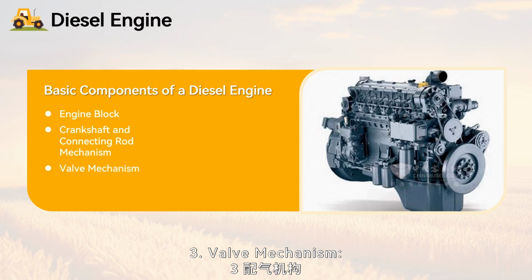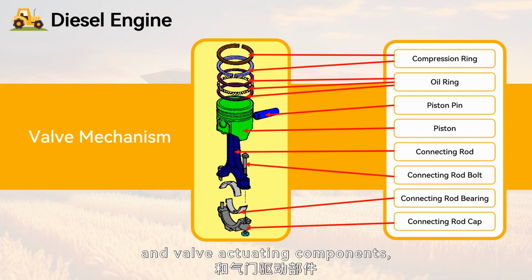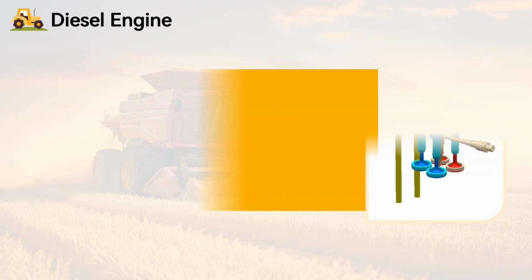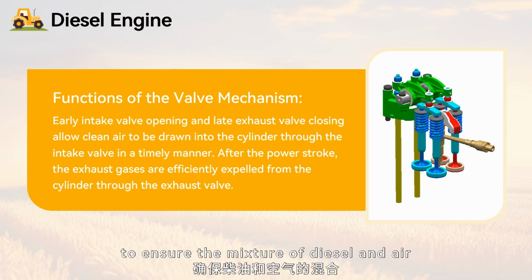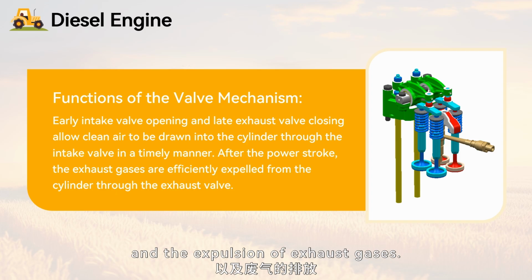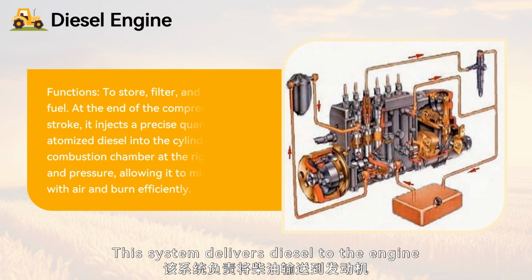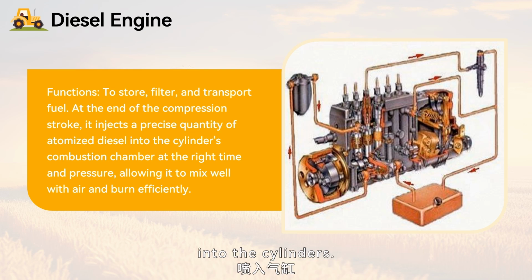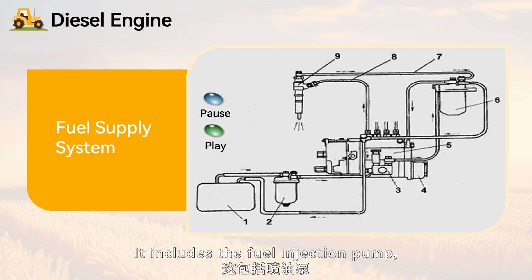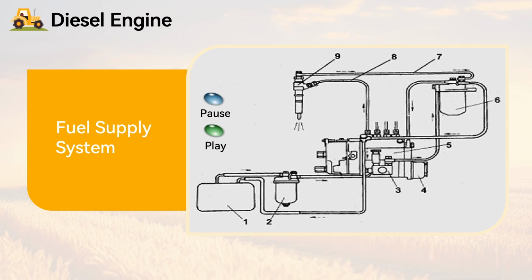3. Valve mechanism. The valve mechanism includes valves and valve actuating components, controlling the intake and exhaust of gases within the cylinder to ensure the mixture of diesel and air and the expulsion of exhaust gases. 4. Fuel supply system. This system delivers diesel to the engine and atomizes it through injectors into the cylinders. It includes the fuel injection pump, injectors, and related fuel lines.